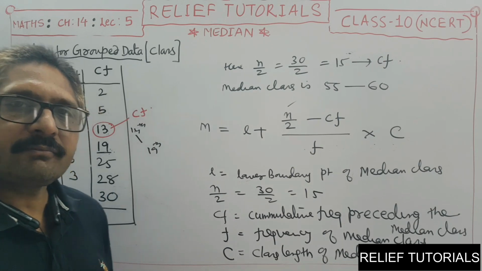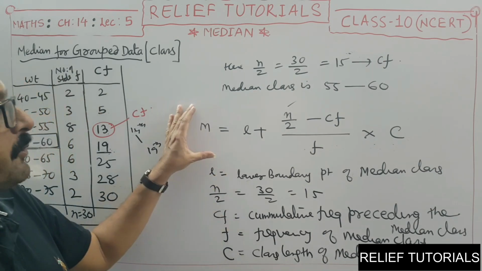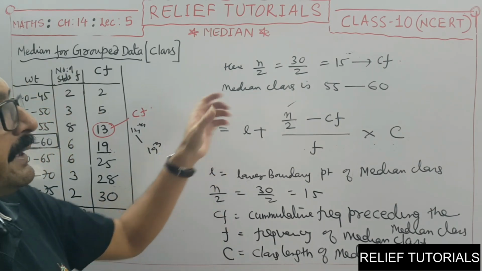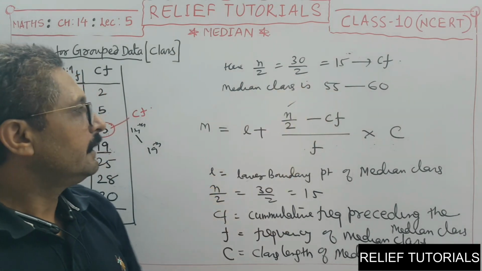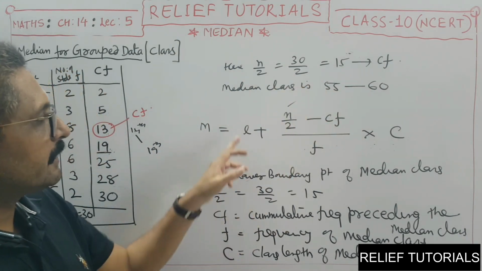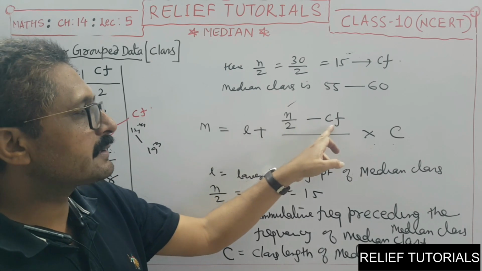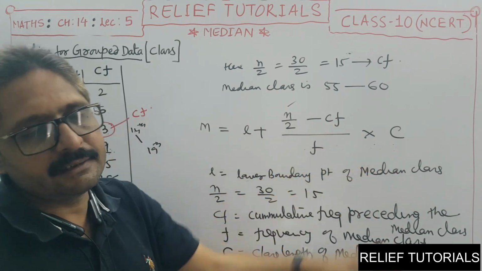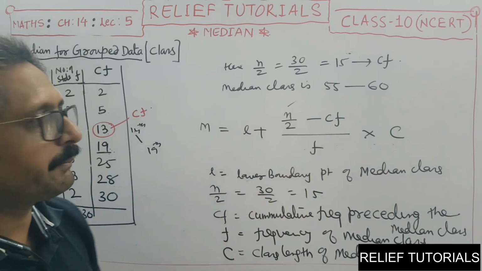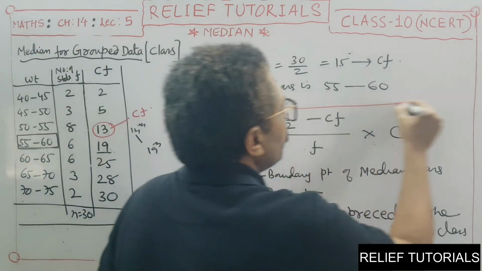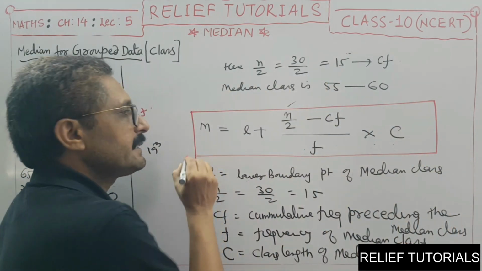Okay बच्चों, ये हमारा फॉर्मूला है मीडियन फाइंड आउट करने का मीडियन क्लास में से. It is M is equal to L plus n by 2 minus CF upon F into C. This formula you have to remember. ये आपको याद रखना है किसी भी तरह से.